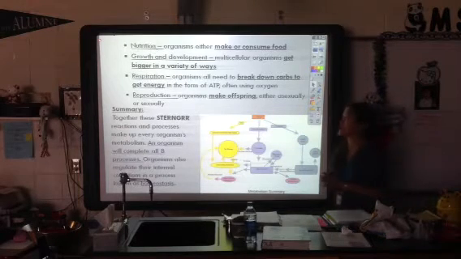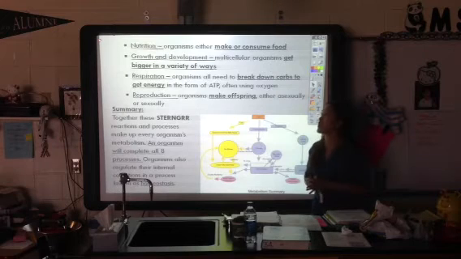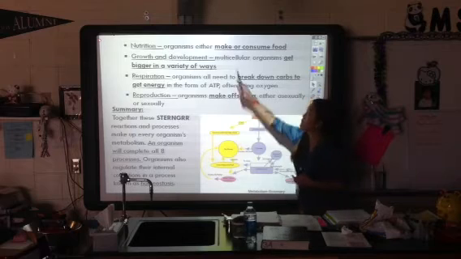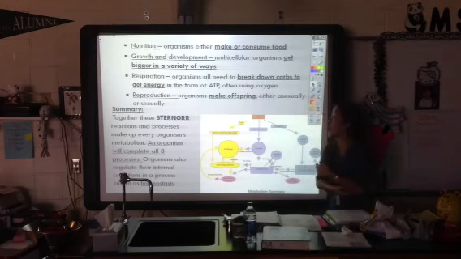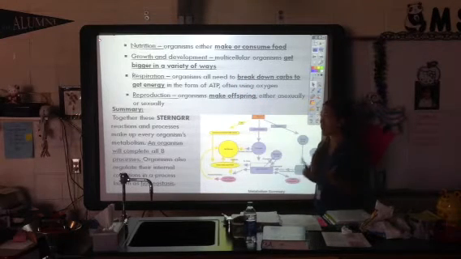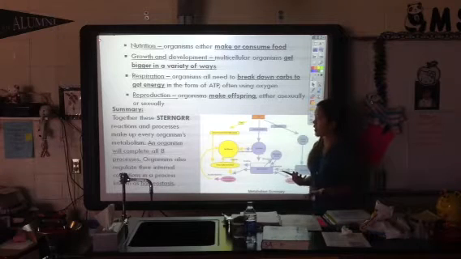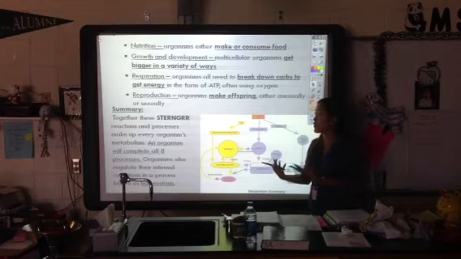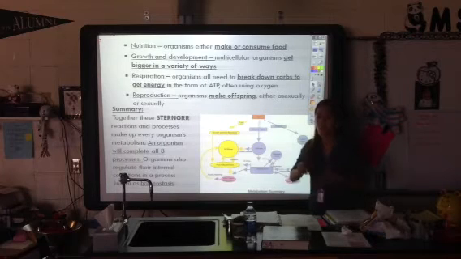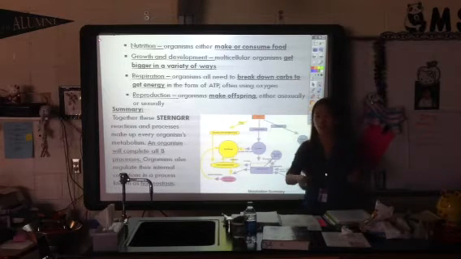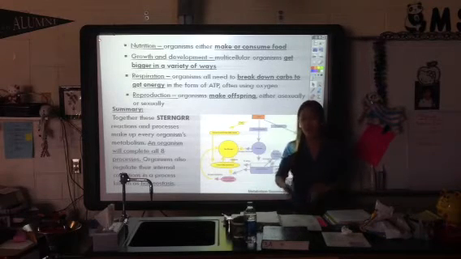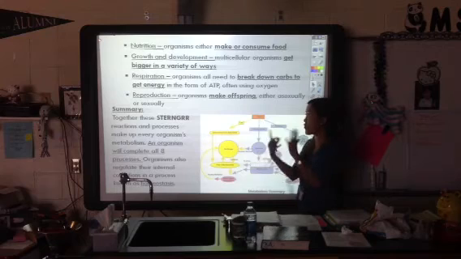The next process is growth and development, and this is where your multicellular organisms, many cells, are going to get bigger, and this happens in a variety of ways, okay? Some cells are just going to divide, and there's going to be more and more and more through cell division. Others are going to completely change. If you think of a caterpillar to a butterfly, that's a form of development. It's completely changing its form.